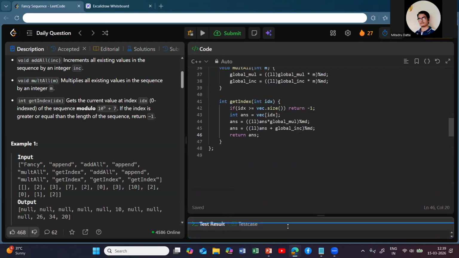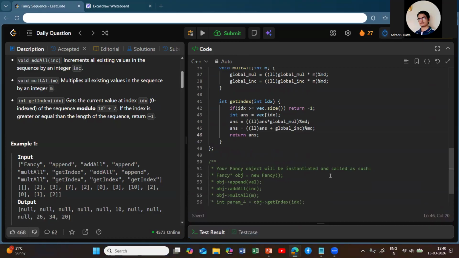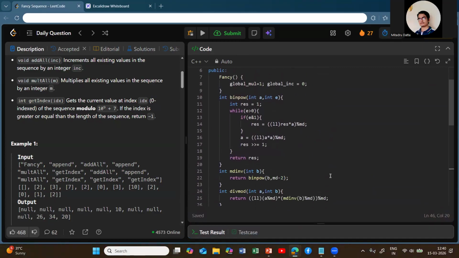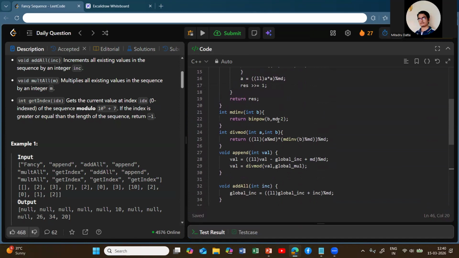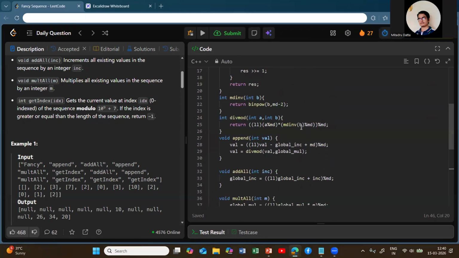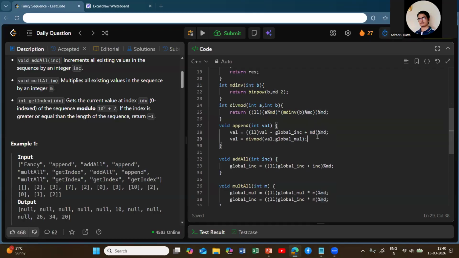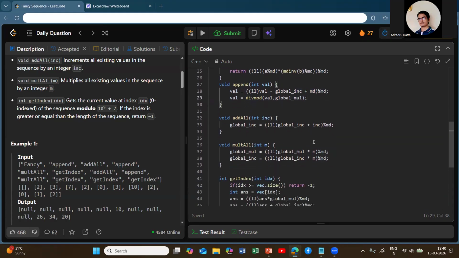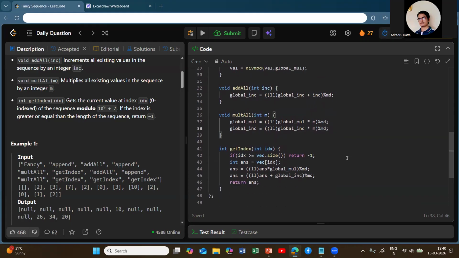Okay, so we are getting a wrong answer over here. Let's try to see our approach in very detail. Bin pow is this, and div mod is nothing but mod inverse of B multiplied by A. And whenever you want to append something, you call the global incrementer, subtract it, and divide also by mul. Okay, and for add all, you are incrementing only, and for multiplier, you are increasing both the global multiplier by M as well as the incrementer.